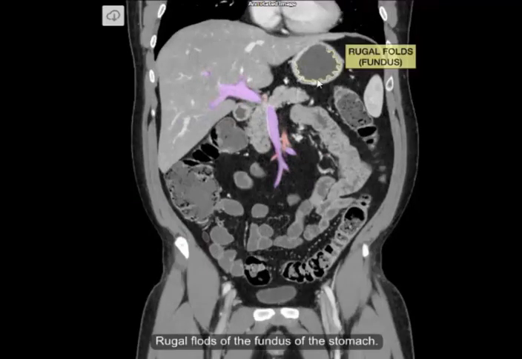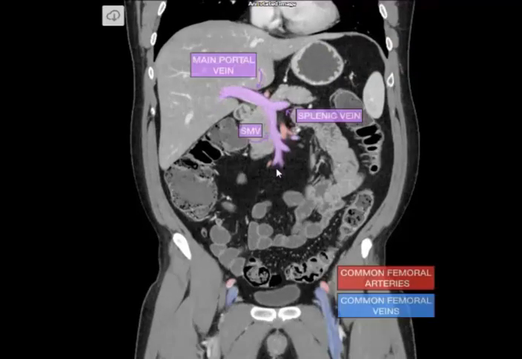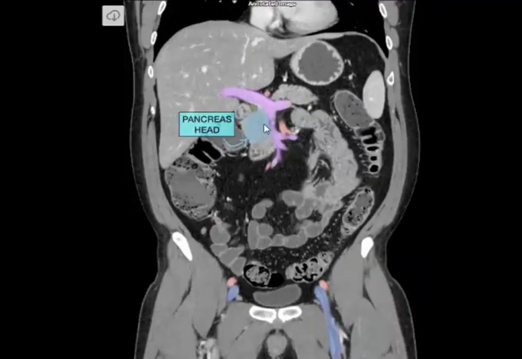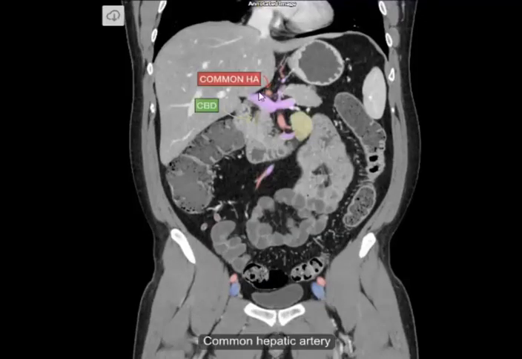This is rugal folds of the fundus of the stomach. Fundus of the stomach. Main portal vein. Splenic vein. Superior mesenteric vein. Common femoral arteries. Common femoral veins. Head of pancreas. Ligament of Treitz. Common hepatic artery.